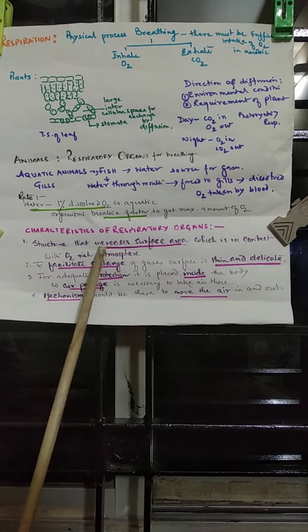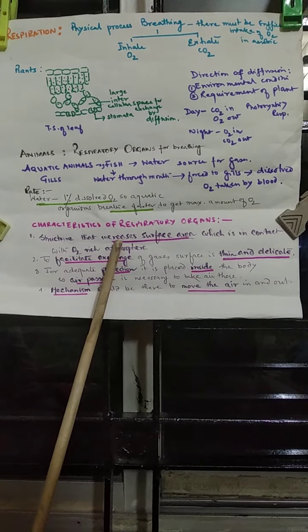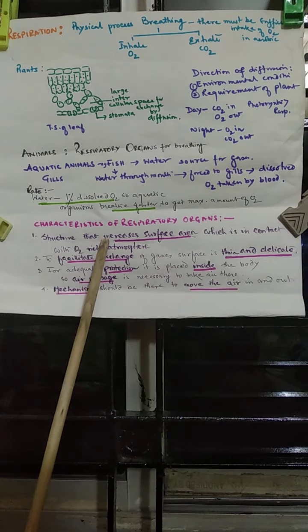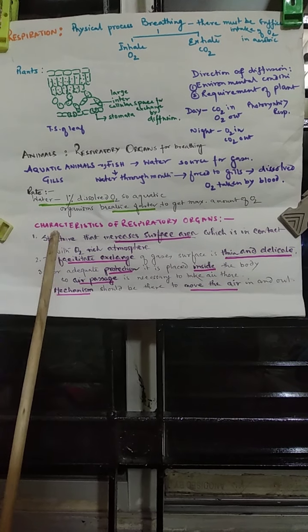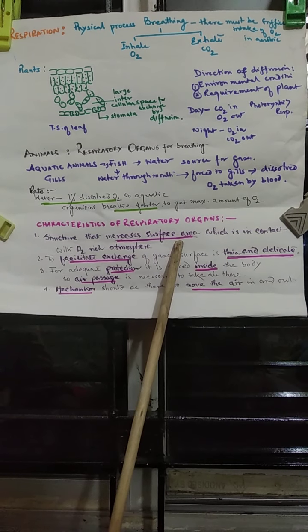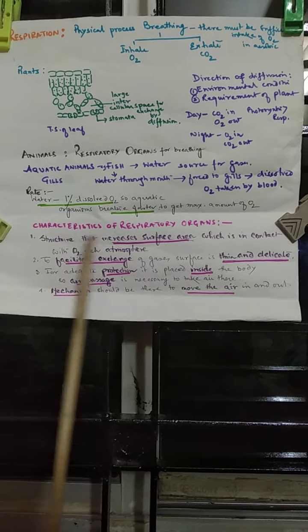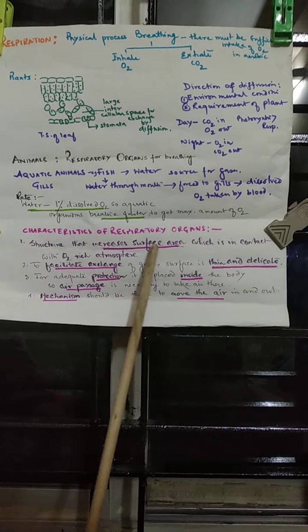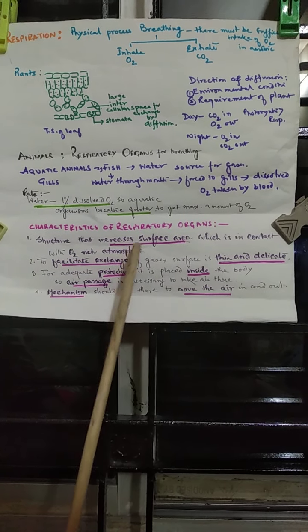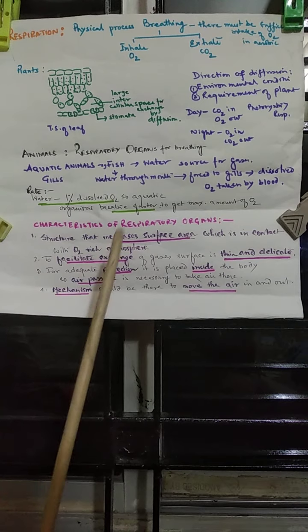Next are the characteristics of respiratory organs. The respiratory organs which terrestrial animals have certain characters. What are the characters? Number one, the structure will be such that it will have increased surface area in contact with the oxygen-rich atmosphere, so that maximum oxygen can enter the organ.